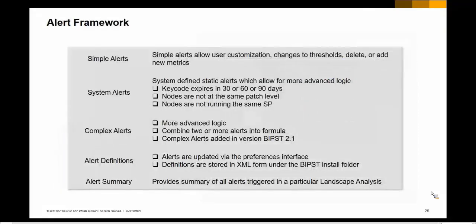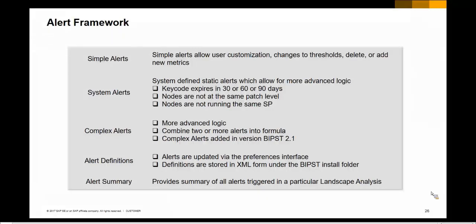For the alerting, we have several different kinds of alerts, especially in 2.1. You'll notice some new alerts. Simple alerts are just a single alert with basically a single formula and a single threshold. So a property is greater than or less than a value. That's a simple alert.